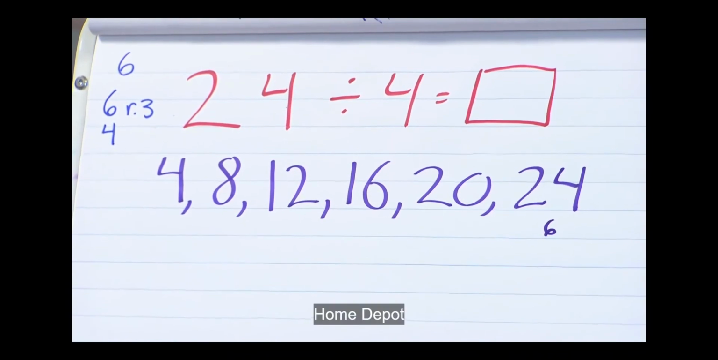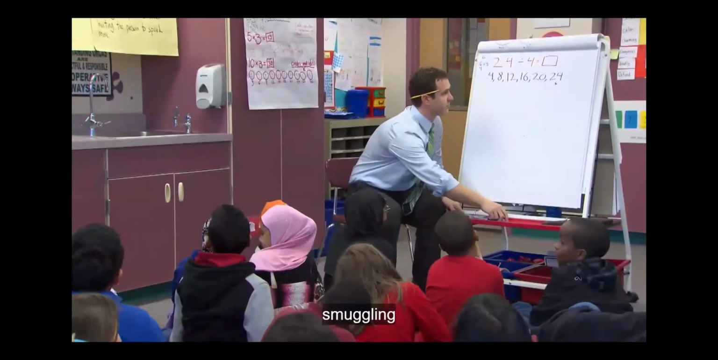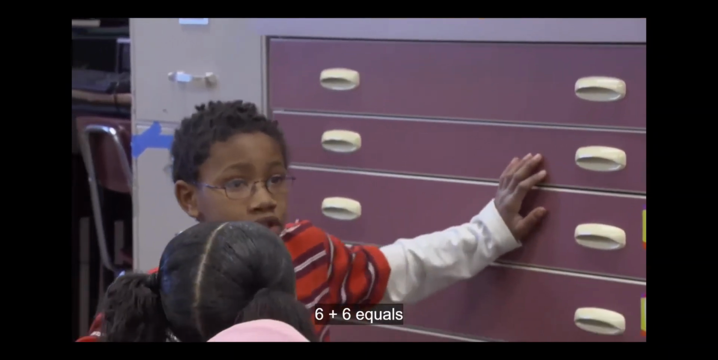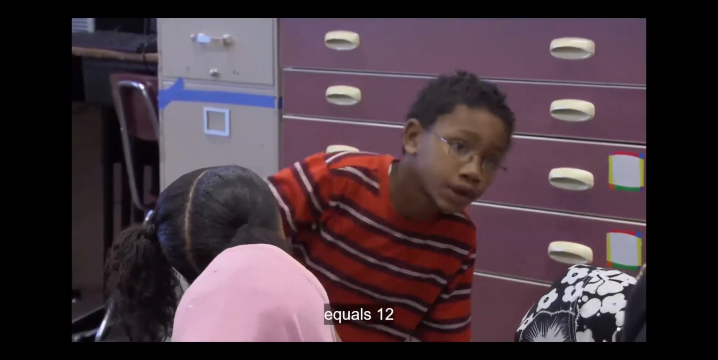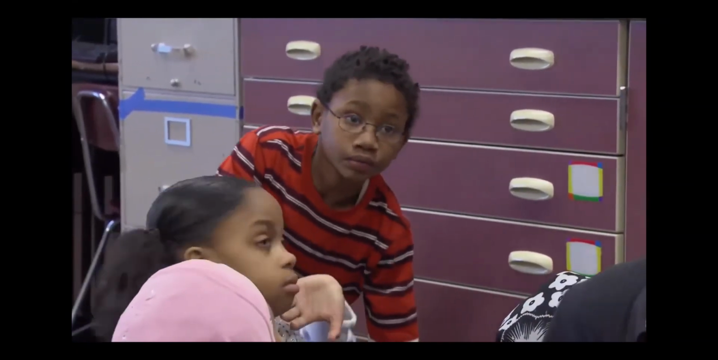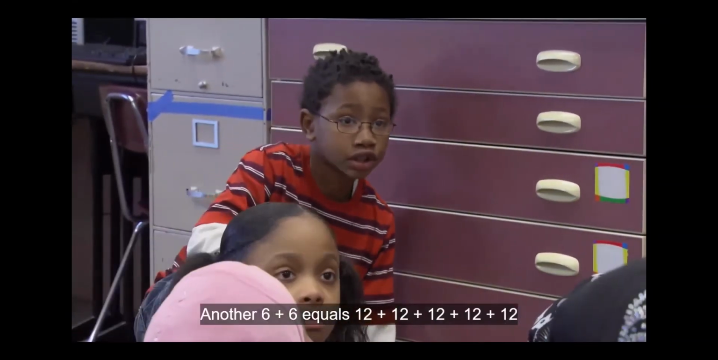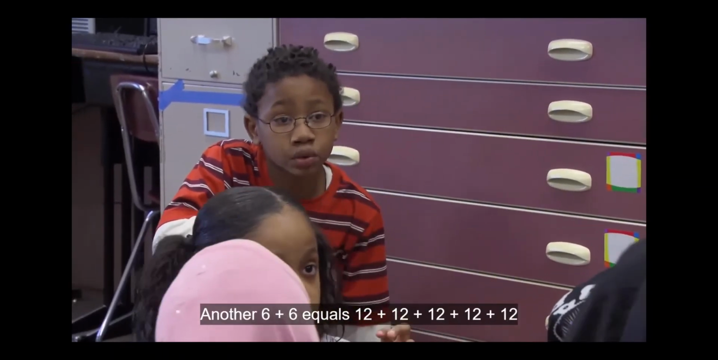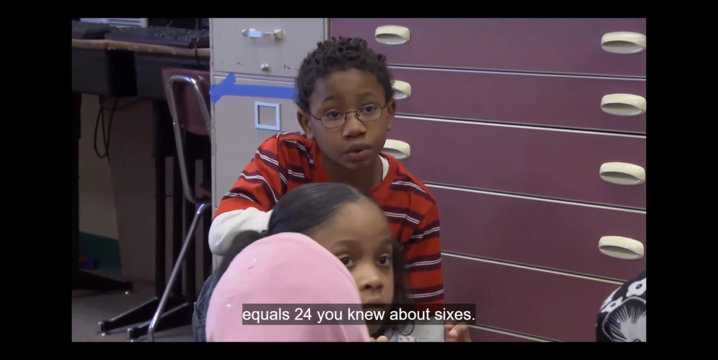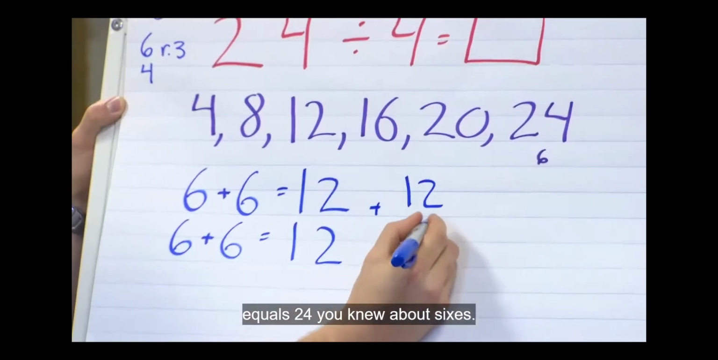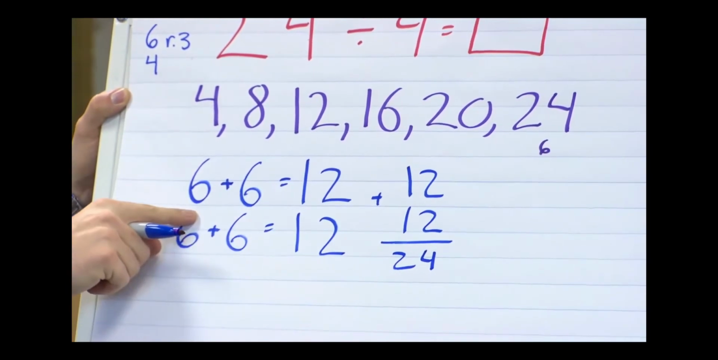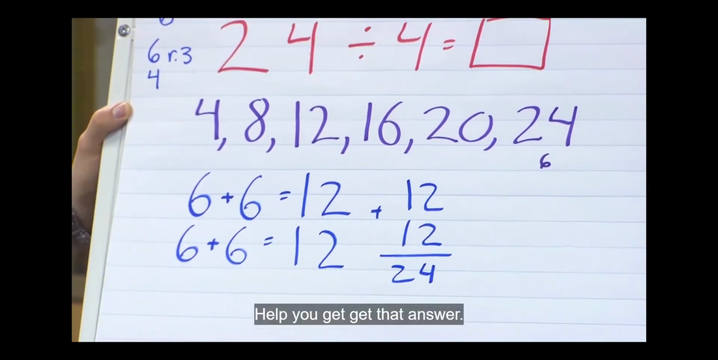Me and Zachary solved it by, we got 6 by going, 6 plus 6 equals 12, and another 6 plus 6 equals 12. And 12 plus 12 equals 24. So you guys kind of used what you knew about 6s to help you get that answer.